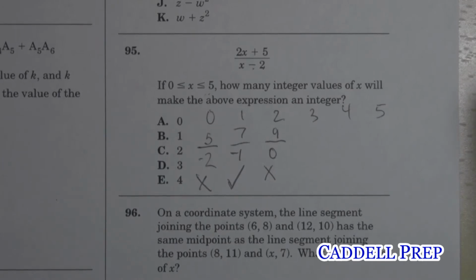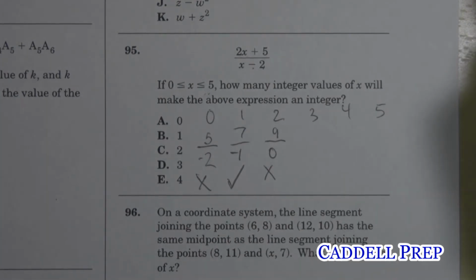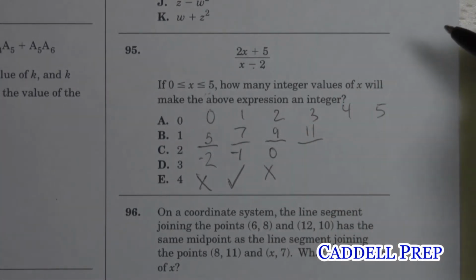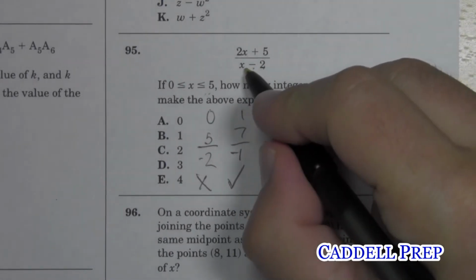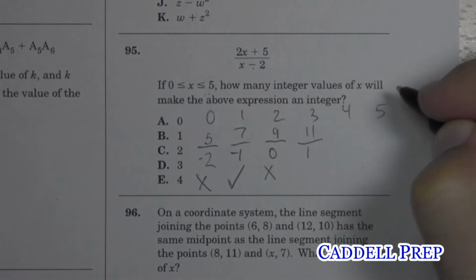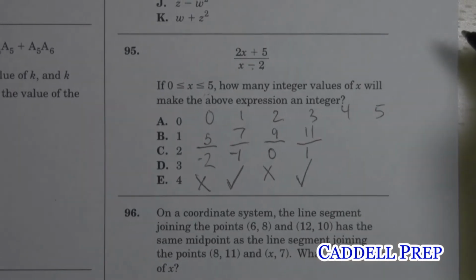Okay, so now let's try number 3. 2 times 3 is 6. Plus 5 will be 11. And in the denominator, we substitute 3 in for x. 3 minus 2 is 1, so we have 11 over 1. That's going to be 11, so that is an integer.